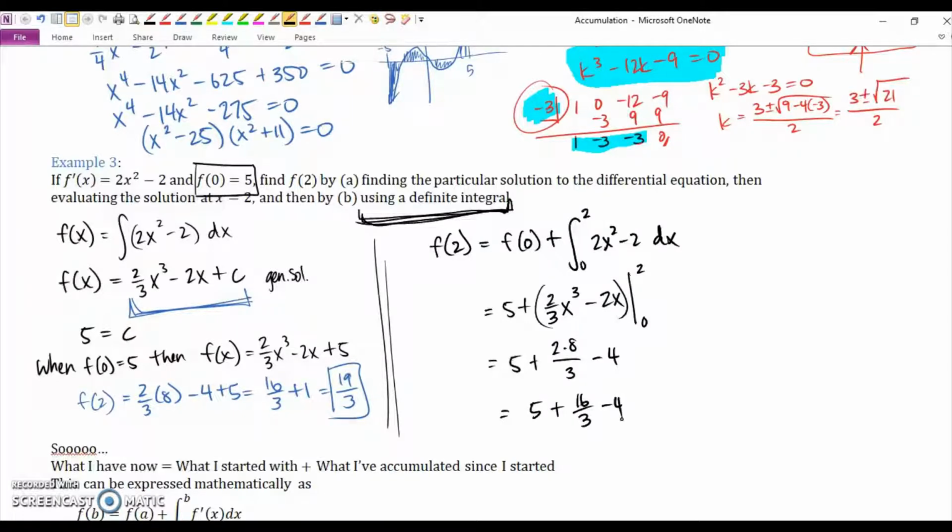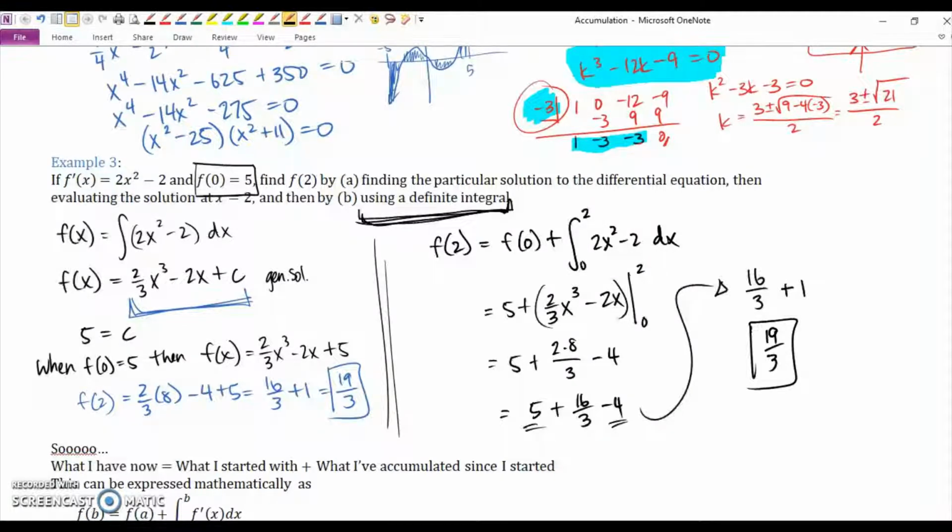And since I've done this problem already yesterday, notice we have a 5 and a negative 4. We can just rearrange that and we can get 16/3 minus 1, or sorry, plus 1. And 16/3 plus 1 is 19/3, and holy smokes, we get the same answer.